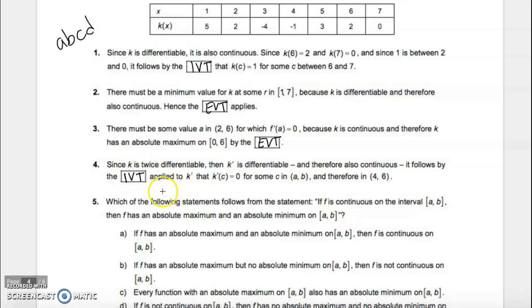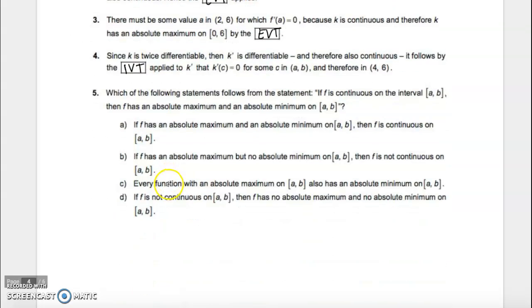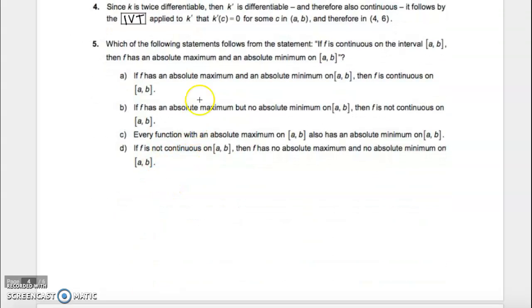Okay. All right, in number 5, it says, which of the following statements follows from this statement? So if f is continuous on the interval a to b, then f has an absolute maximum and minimum on a to b. So that is the extreme value theorem. And now we're just going to check and see whether these statements follow directly from here, okay?